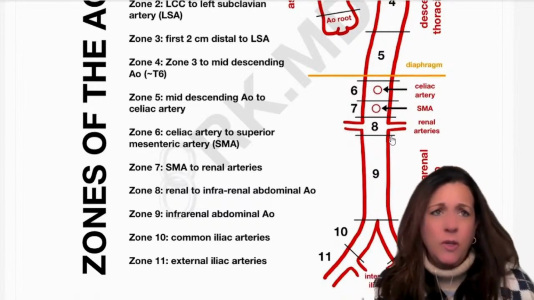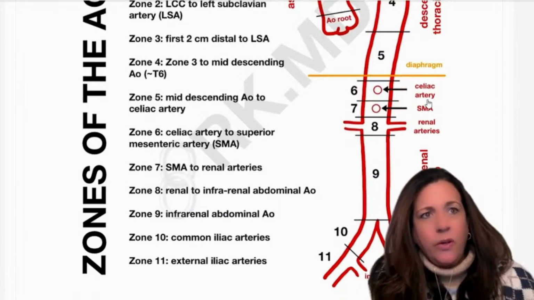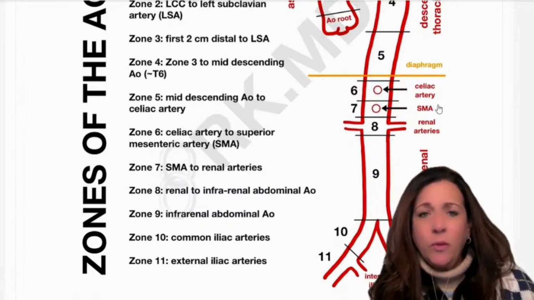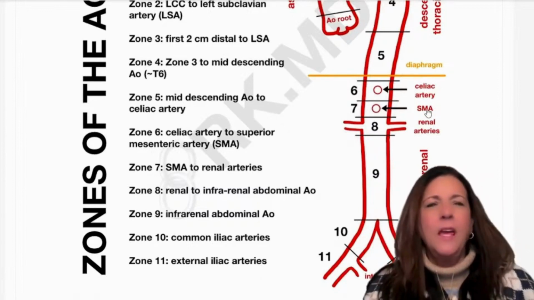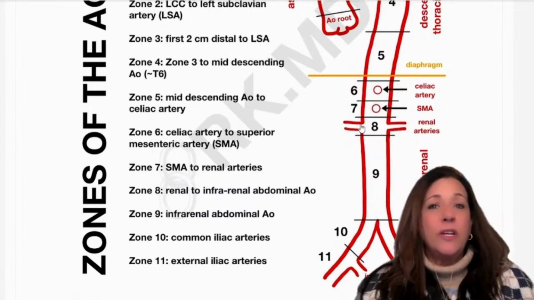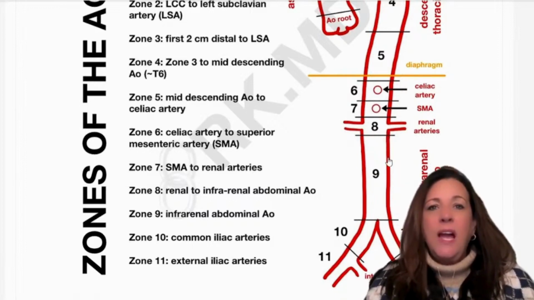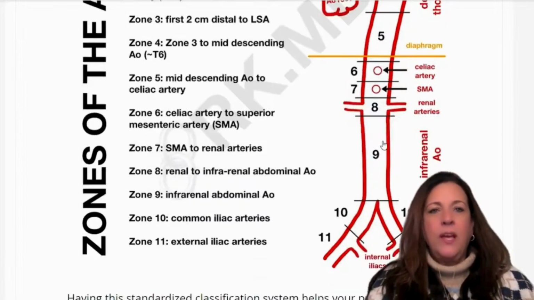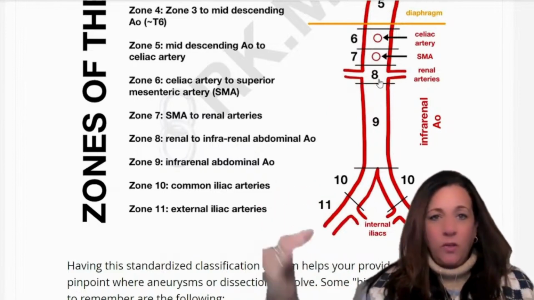I really don't know. Maybe Josh, you can pop in and find out, where does the celiac artery lead to, and where does the superior mesenteric artery? I'm still thinking it's someplace in that area. Could have gotten that from Grey's Anatomy. I'm not really sure. But zone 8 is your renal arteries. That's your renal to infrarenal abdominal aorta. That's your zone 8. So zone 9 is your infrarenal abdominal aorta. That is post or south of your renal arteries.